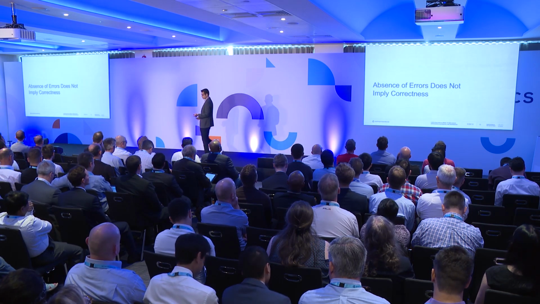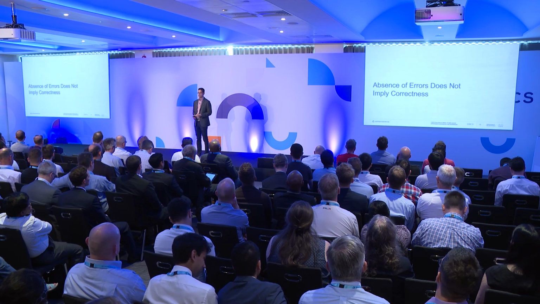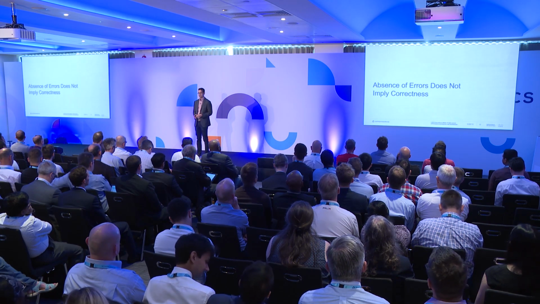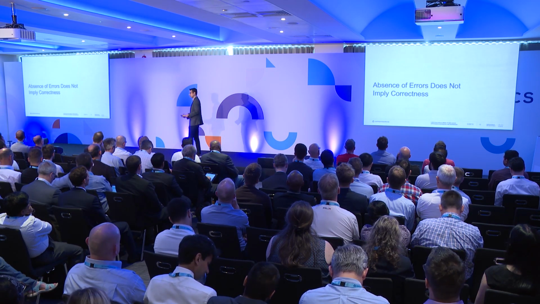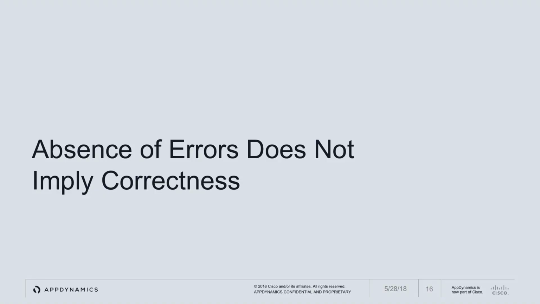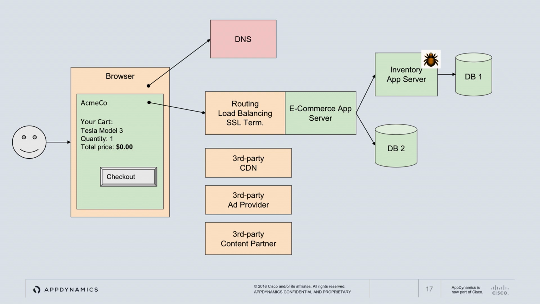And I'll take this example, that absence of errors does not imply correctness. If you don't have any errors, if you don't have any slowness on your systems, in your environments, it doesn't necessarily mean that everything is fine. Right? So errors or latencies are not the only measure of performance. Let's look at this example.